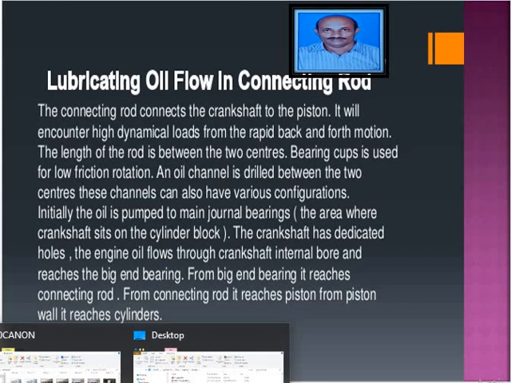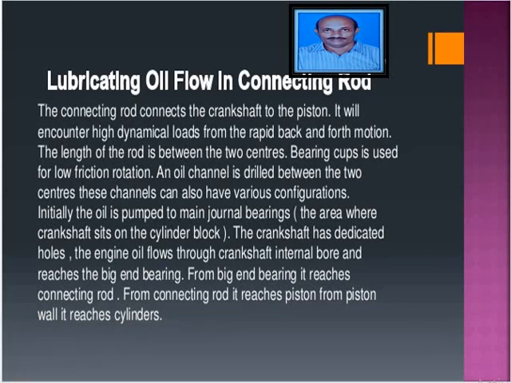Initially, the oil is pumped to maintain the general bearings. The crankshaft has dedicated holes. The engine oil flows through the crankshaft internal bore and reaches the big end and small end bearing. From the big end and small end bearing, it reaches the connecting rod. So we can see that these are the connecting rods, and from this rod the oil reaches the piston. From the piston wall it reaches the cylinders. So that entire process is the lubrication of the cylinder.